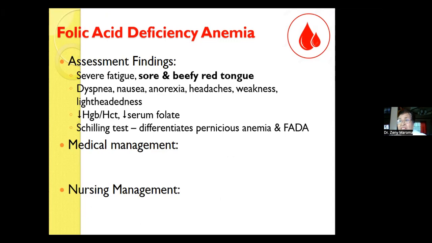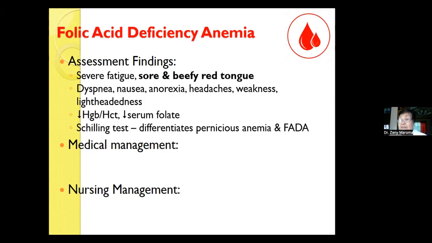And differential diagnosis is Schilling test. Okay? What is the differential diagnosis? Again, we do a Schilling test. Give the patient radioactive vitamin B12 oral. Inject non-radioactive B12. Collect the urine. The urine is positive for vitamin B12.